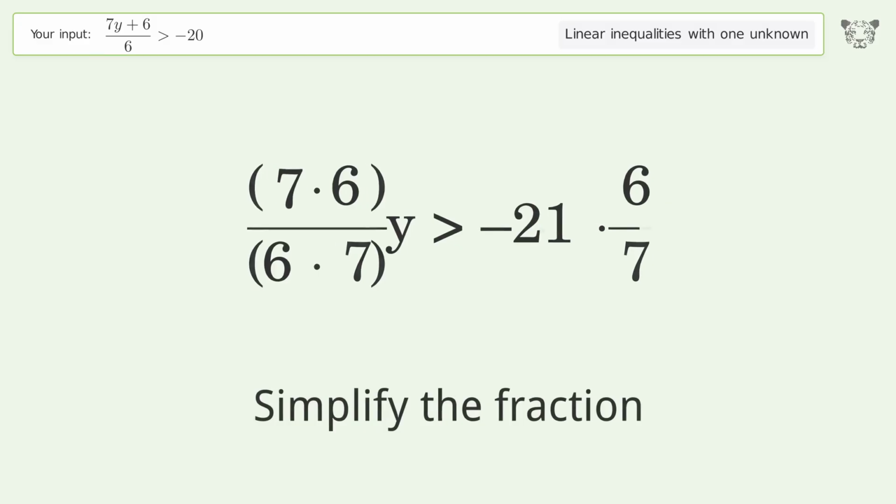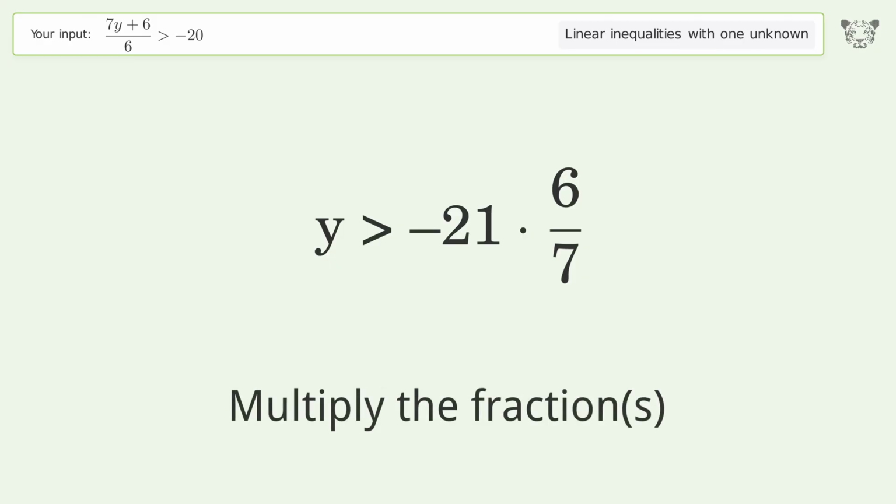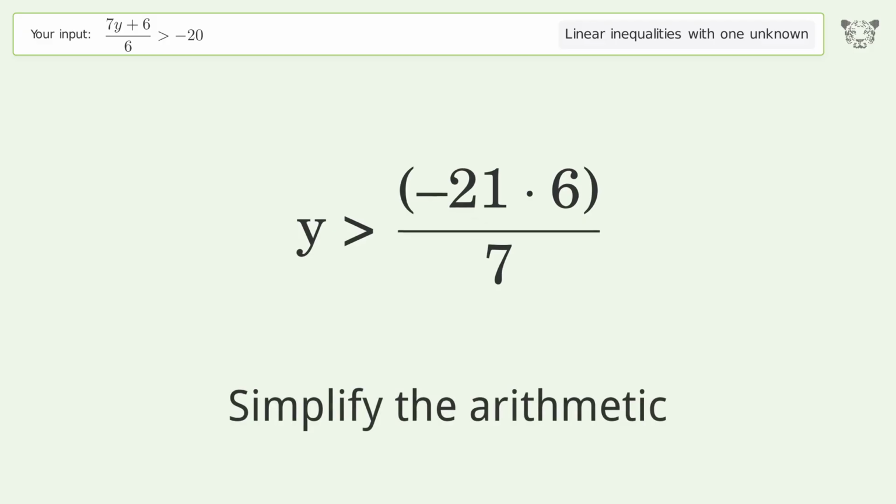Simplify the fraction. Multiply the fractions. Simplify the arithmetic.